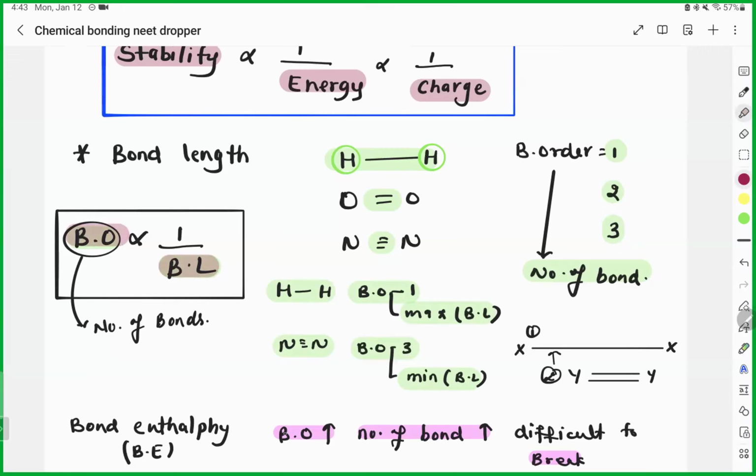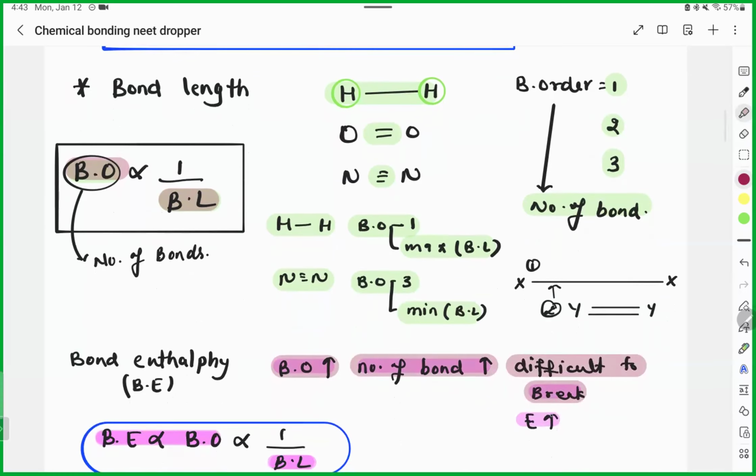And whenever there is an increase in bond order, it means the number of bonds will increase. If the number of bonds increases, it is difficult to break. And if it is difficult to break, your bond enthalpy will increase. Make sense? Yes, sir.